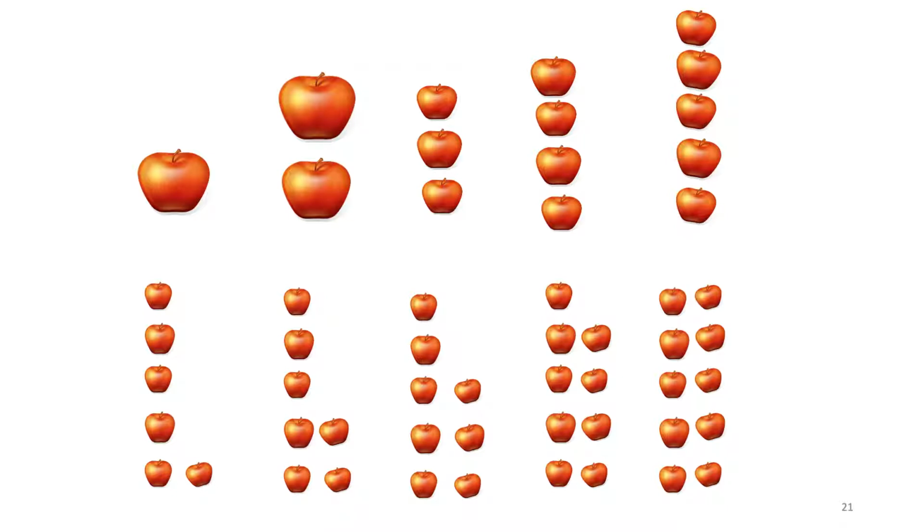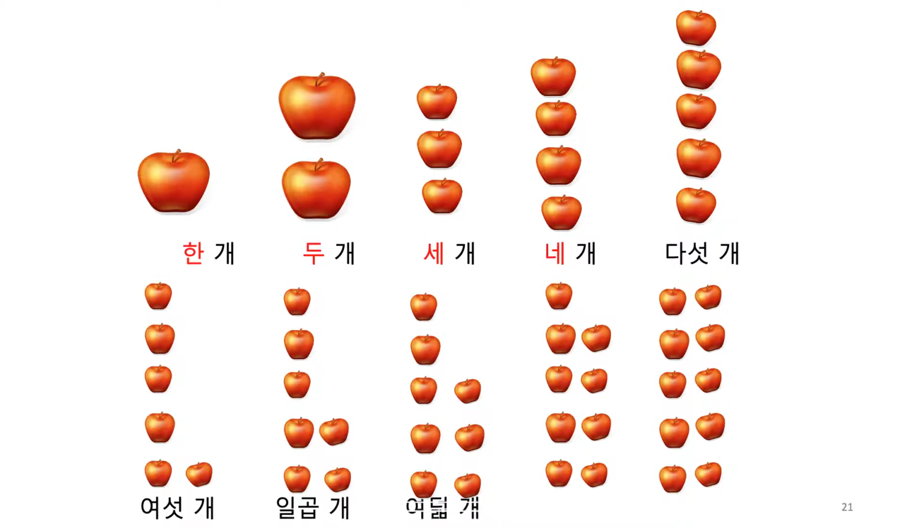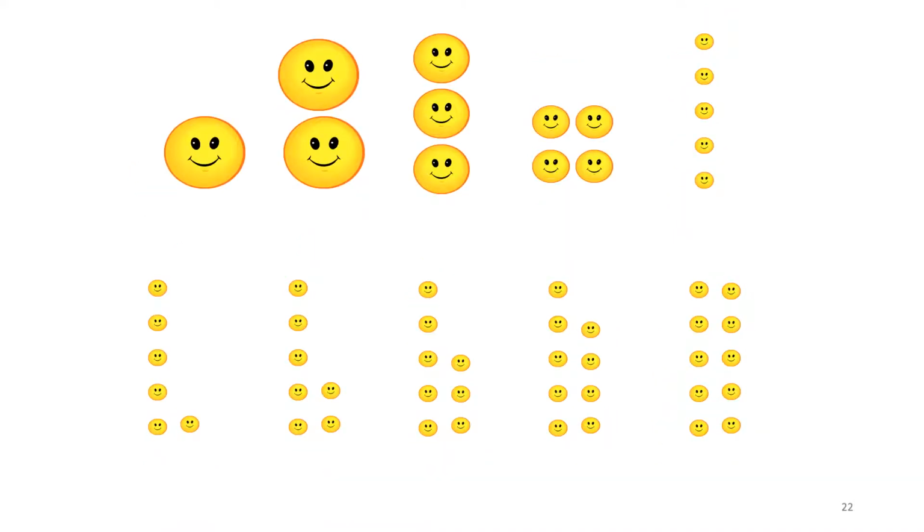And there's the generic noun counter, which is 개. So you can count a lot of items using 개. So 한 개, this is 사과, right? 사과 한 개, 두 개, 세 개, 네 개, 다섯 개, 여섯 개, 일곱 개, 여덟 개, 아홉 개, 열 개. So if you want to practice, you can go back and pause the video and then you can practice on your own.